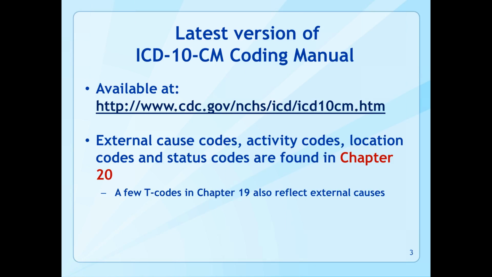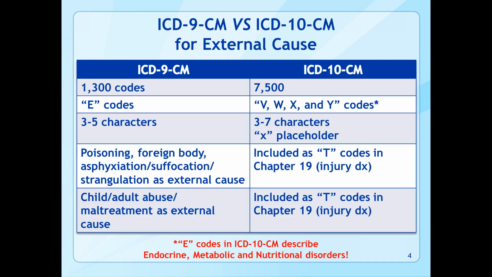For the external cause codes, you'll want to focus on Chapter 20, although there are a few T codes in Chapter 19 that are also relevant as external causes. And just a word of warning, don't try to download the entire coding manual from this website.